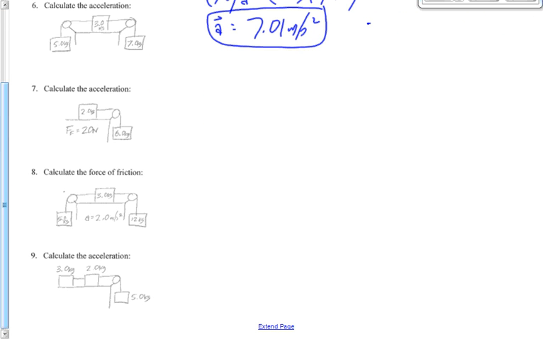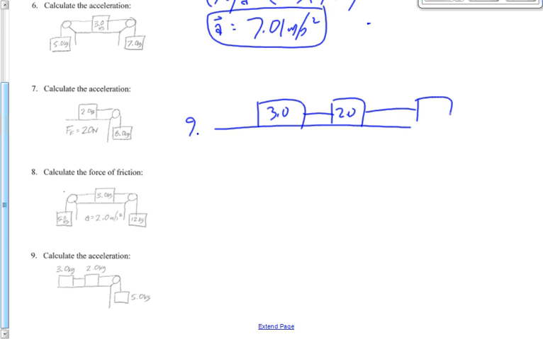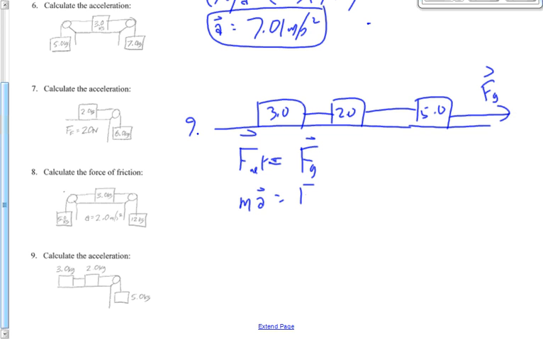All right, we had question number 9 as well. Number 9, almost the same question as number 5, except we had 3 objects here. Let's redraw it for number 9. We have the 3 kilogram, we have the 2 kilogram, and then we have the 5 kilogram. There's no other forces other than gravity acting on the 5 kilograms, so we'll just call that Fg. The net force is equal to the sum of those forces. F net is equal to Fg, that's it. M times A is equal to Fg.